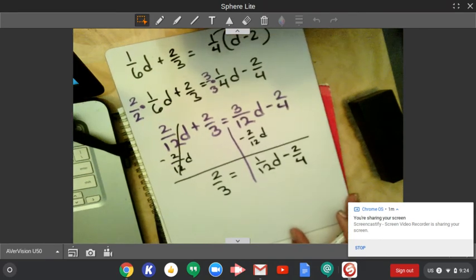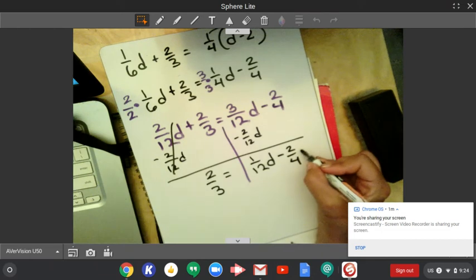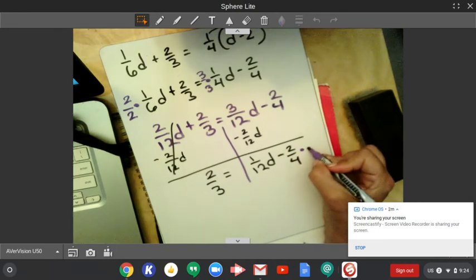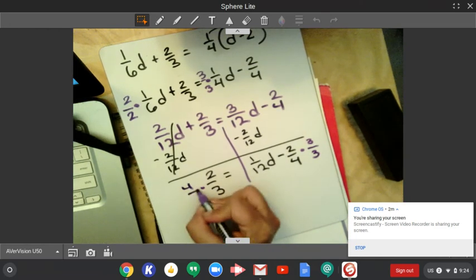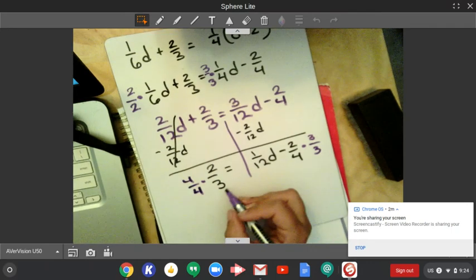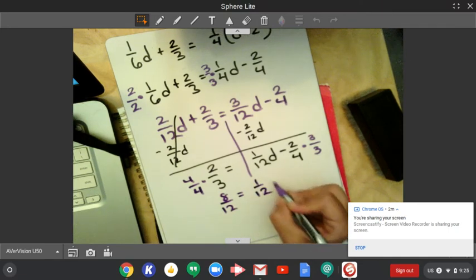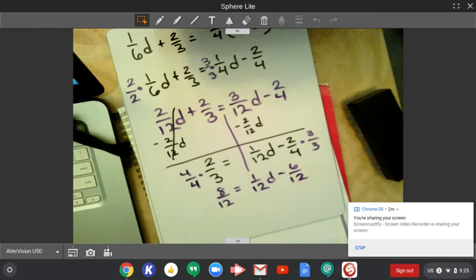Okay, now we need to find another common denominator. This is not a fun problem because we want to move this to the other side so we can get the 1/12 by itself. So I'm going to use 12 again as my common denominator. I am going to multiply this side by 3 over 3, and I'm going to multiply this side by 4 over 4 so that I can find a common denominator. Change this to 8/12. 1/12 is still good. And I'm going to change this one to 2 times 3 is 6 over 12. This is not a fun problem.